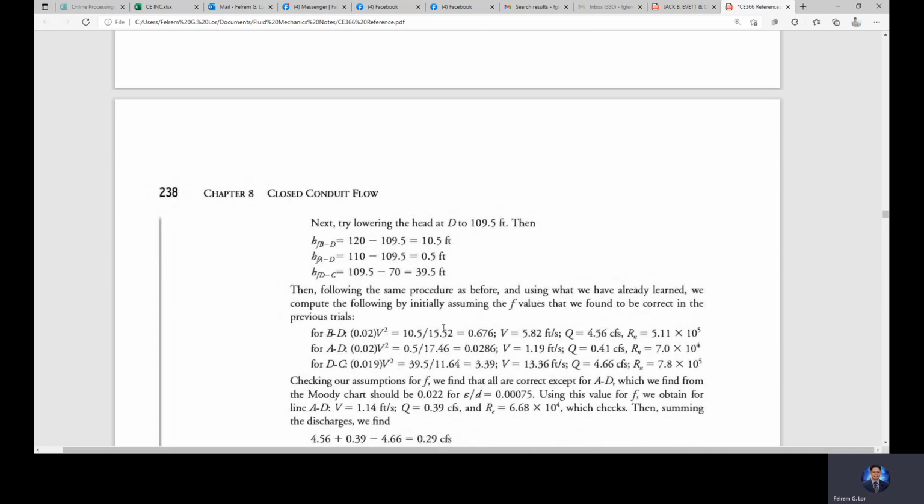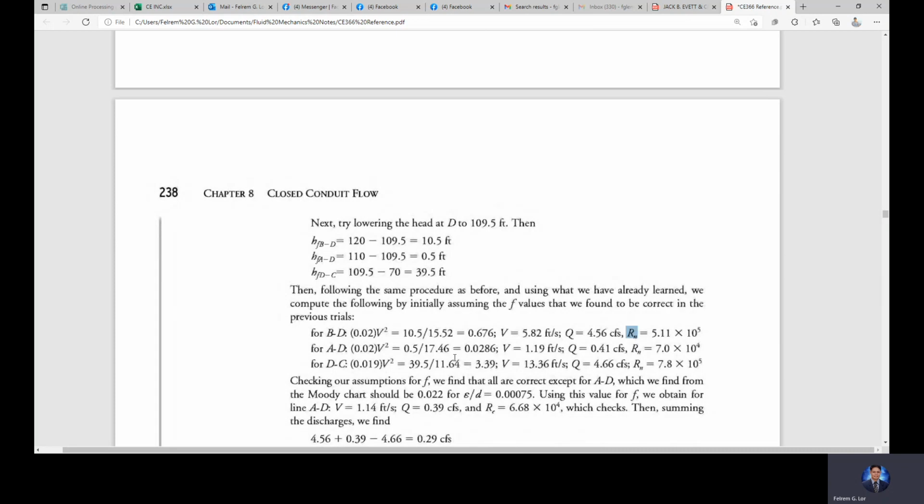Okay, then apply na sad same procedure as before. Assume the value of F, and then based on that value of F, we can solve for velocity. Then after solving for the velocity, we can solve for the Q. Then we can solve for the Reynolds number. Then once we solve the Reynolds number, we will plot the Reynolds number on the Moody diagram. Then verify the value of F.